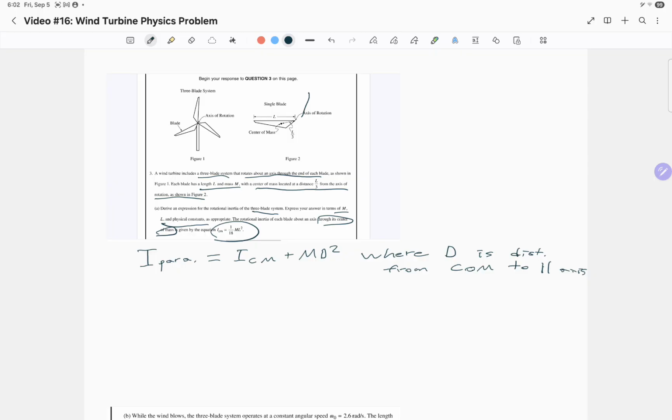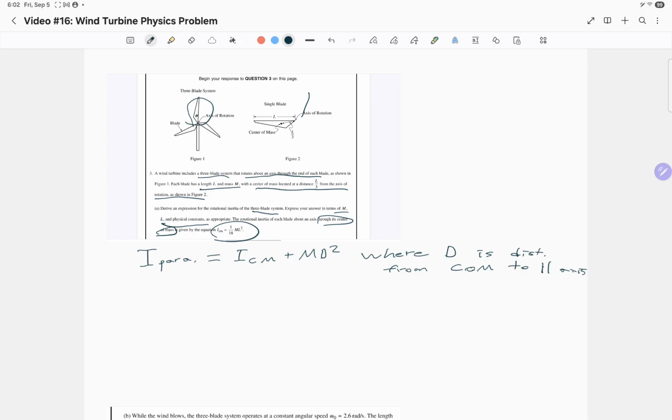The reason we can use this here is because you have to sort of think in 3 directions. If you look at the wind turbine and think about the axis going through its center of mass, let's look at one blade. Let's look at this blade here. The axis going through its center of mass is going to be something like here, right?